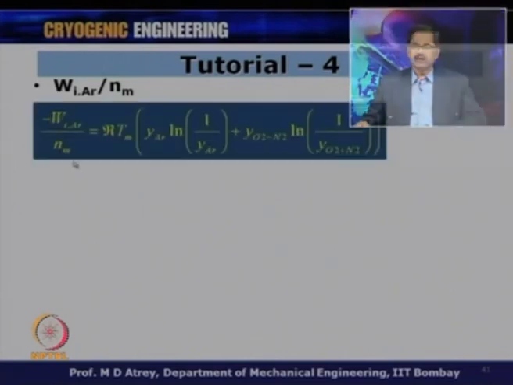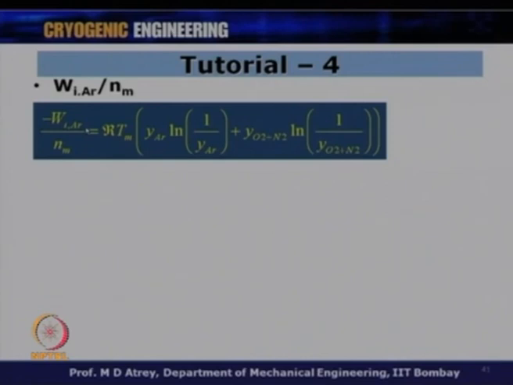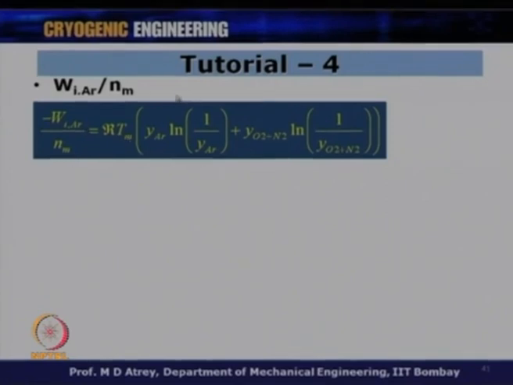So, what will my formula be now? Work of separation of argon per mole of mixture is equal to RT times M. Now, my gas A is argon and my gas B is a mixture of the other two gases, because I am not bothered about oxygen plus nitrogen now. I just want to take argon out from a mixture of argon plus oxygen plus nitrogen. So, my gas A is going to be argon and my gas B is going to be a mixture of two gases, oxygen plus nitrogen.